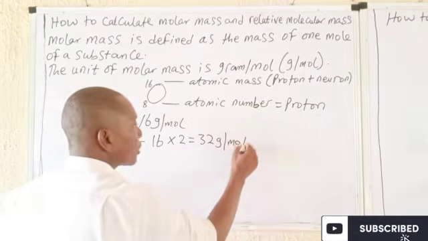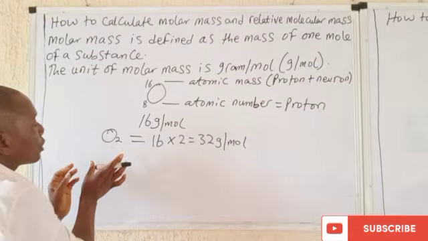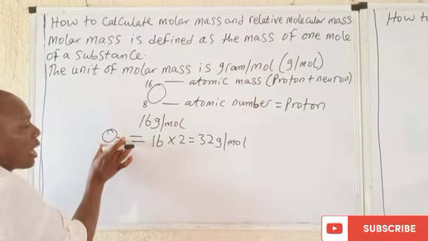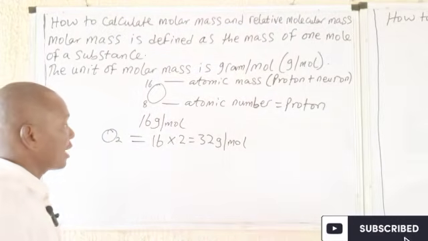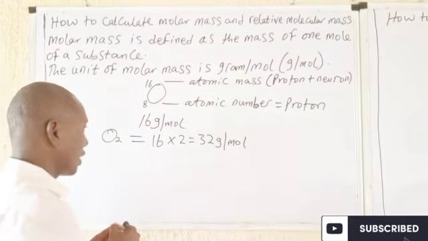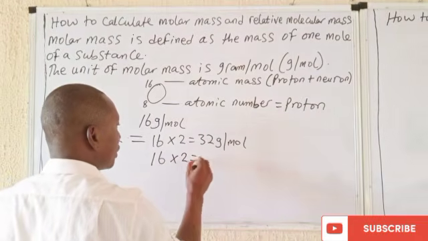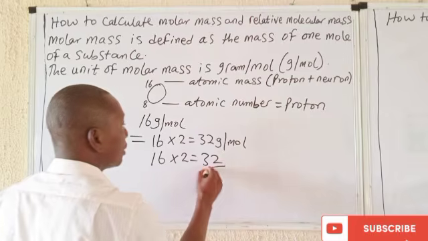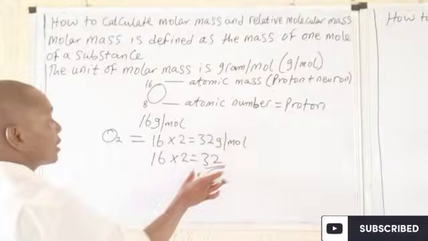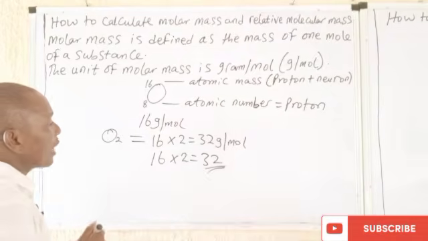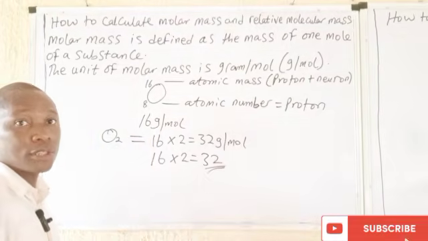But note this. If I ask you to calculate the relative molecular mass of an oxygen molecule, for example, there is no unit. So the answer is simply what? 16 times 2, which is equal to 32. So the relative molecular mass of oxygen is actually 32. Note that this value 16 is a constant and will always be given in questions.